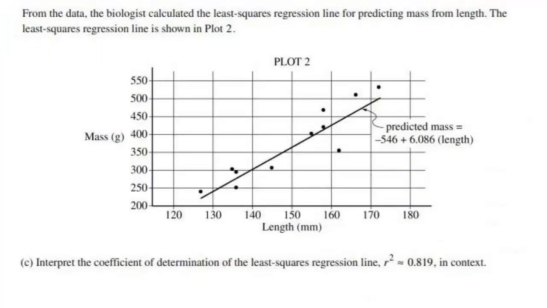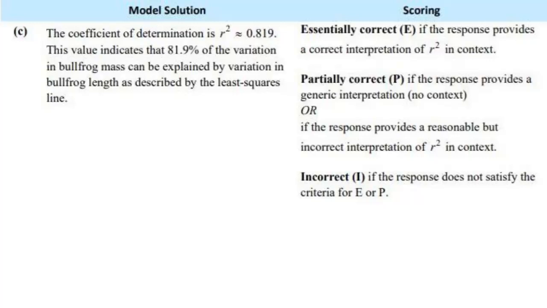Part C. On part C, we need to interpret the coefficient of determination of the least squares regression line, R squared equals 0.819, in context. So they're telling you what the coefficient of determination is, and they're referencing it symbolically. That is R squared. Model solution for this: the coefficient of determination, R squared, is about 0.819.